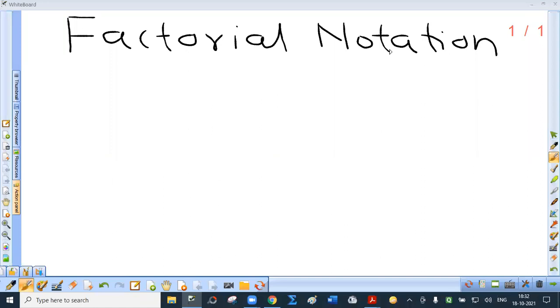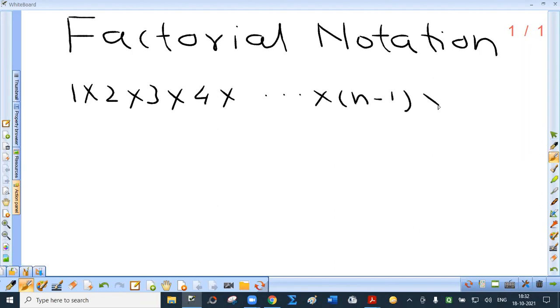We cannot start permutation directly. Before that, we have to discuss an important notation, factorial notation. If n is a natural number, then the product 1 into 2 into 3 into 4 up to n, what will be the number before n? N minus 1. Okay. In short, product of first n natural numbers is called factorial n or n factorial. This is the most popular notation, n exclamatory mark, or you may use this notation also to represent factorial, n factorial. Okay. So what is n factorial?